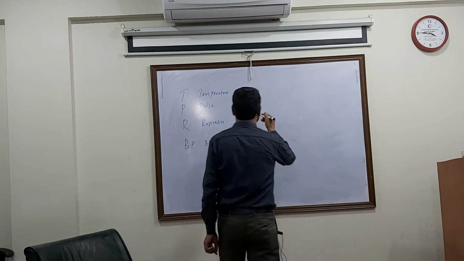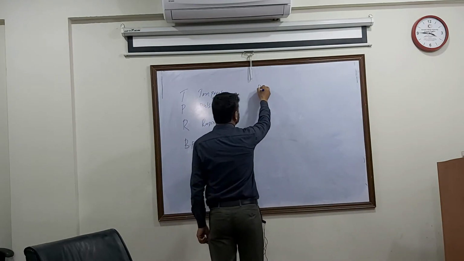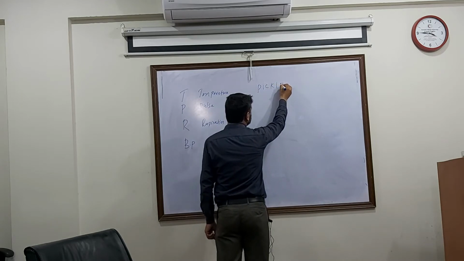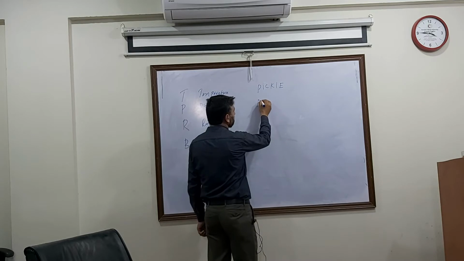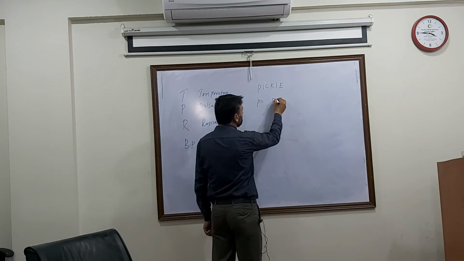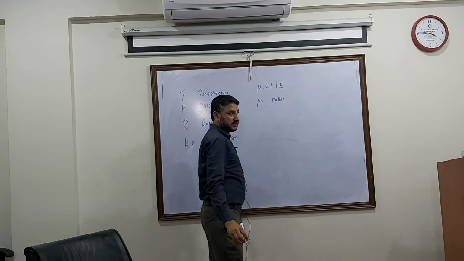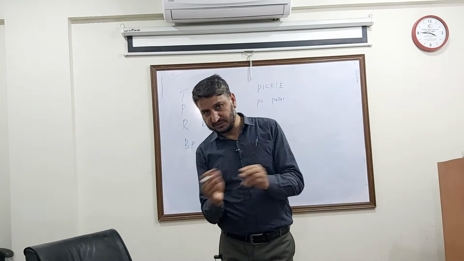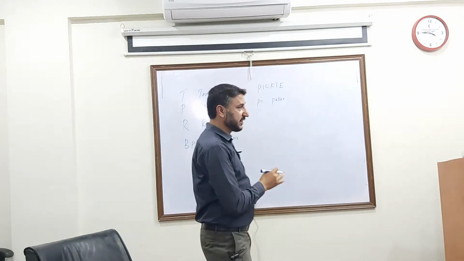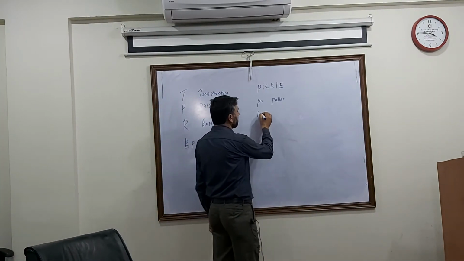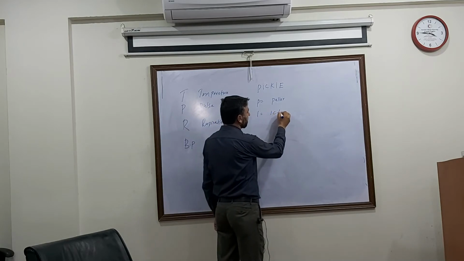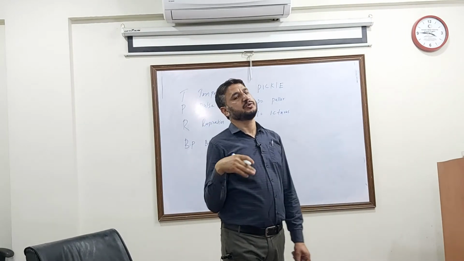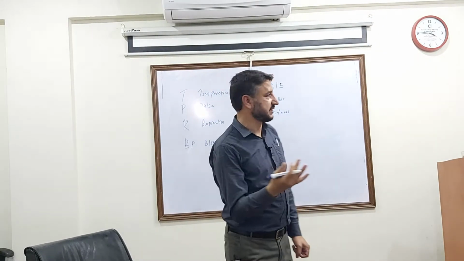And the second abbreviation is PICKLE. P-I-C-K-L-E. P stands for pallor. We assess the patient. If the patient's color is changed, we can say that the patient is pale. I stands for icterus. If the patient has jaundice, we say the patient is icteric.